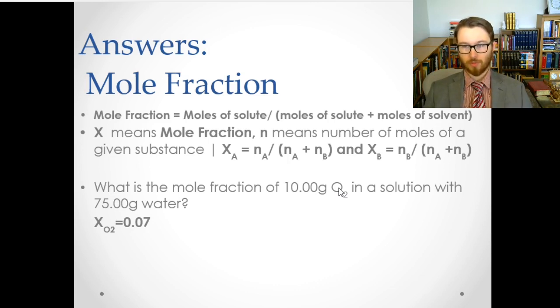So you take your 0.3125 divided by the moles of water you found by taking the grams divided by the molar mass, and you get 0.07. So hopefully you got that answer. If you didn't, go back to the example, take another look at it, and try the practice problem again.